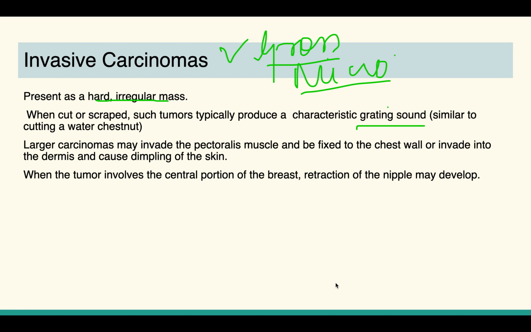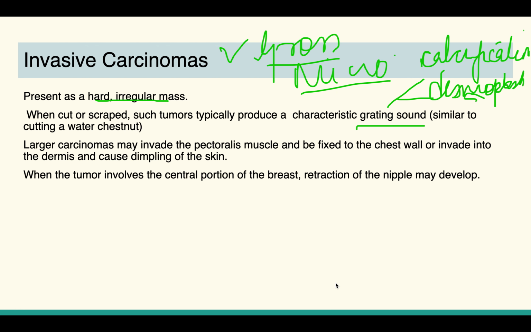Why? Because of two things. Microcalcifications are present, because calcification can be present, and secondly there is a desmoplastic stroma present. The stroma has desmoplasia going on, and I will show you what desmoplastic stroma is.